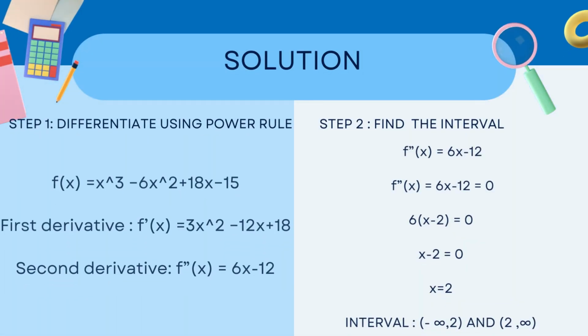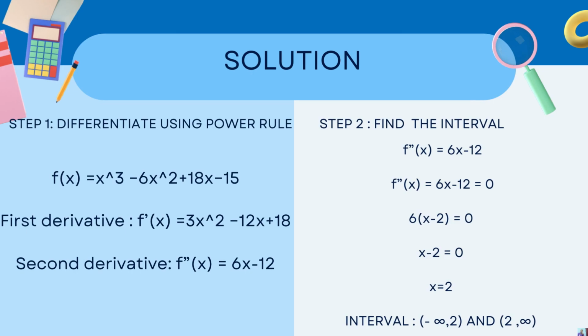First, we need to differentiate using the power rule. We do the first derivative and get the answer, which is f'(x) = 3x² − 12x + 80. Then we do the second derivative and the answer is f''(x) = 6x − 12.